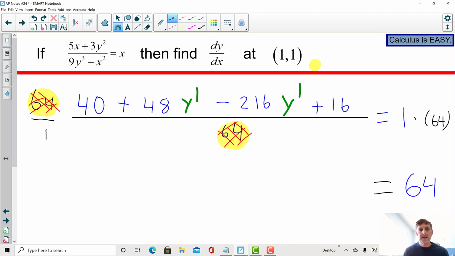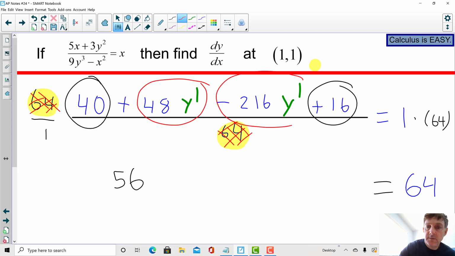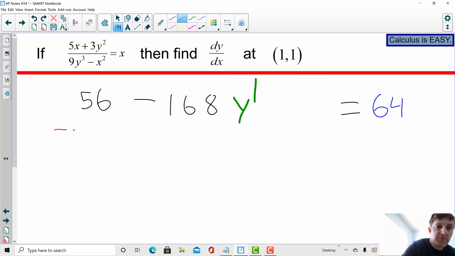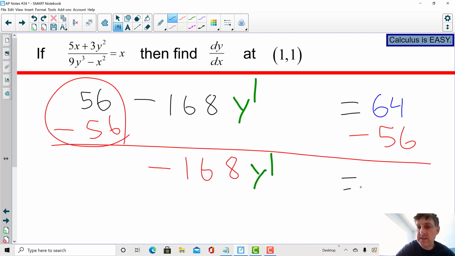We want to collect like terms, so the 40 plus the 16 gives us 56. We want to combine the y primes. So 48 minus 216 gives us negative 168 y prime. Let's move this up. I'm going to subtract 56 from both sides. This will cancel. You get negative 168 y prime. And on the right side, you get 8.